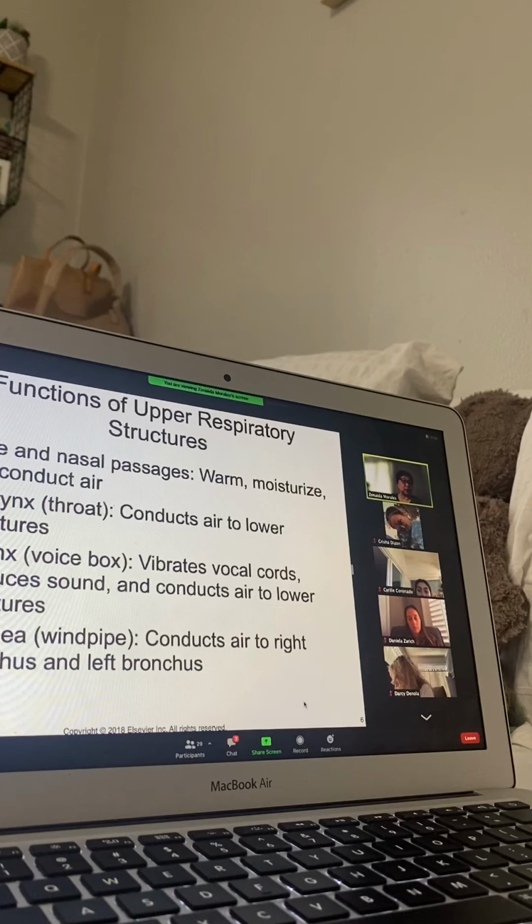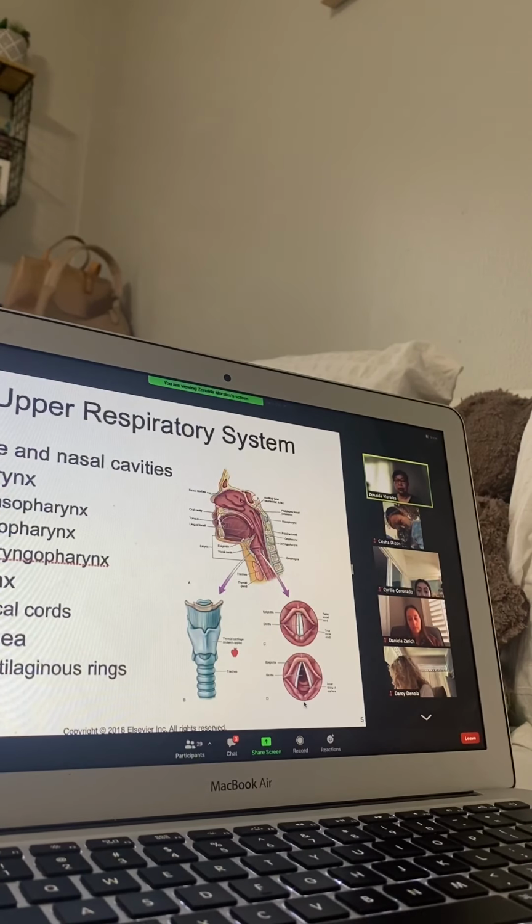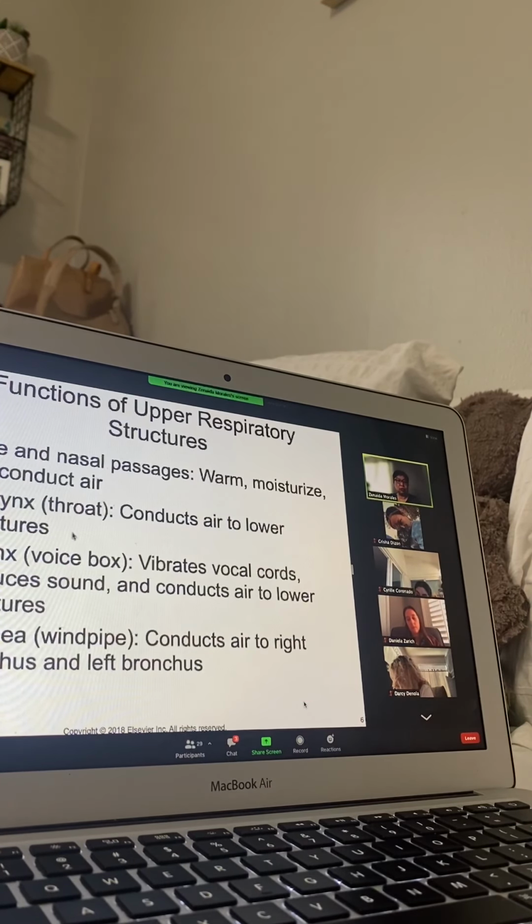Where are my sinuses? Oh, I don't have my sinuses. And of course, you have your sinuses. You have your frontal, maxillary, ethmoid, and sphenoidal. So you have those sinuses, and they make the skull lighter in weight.